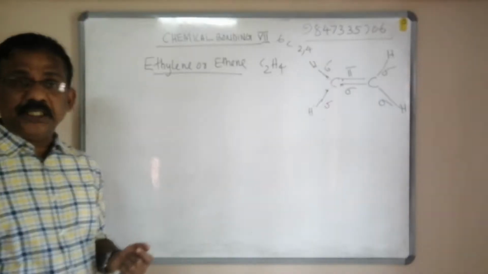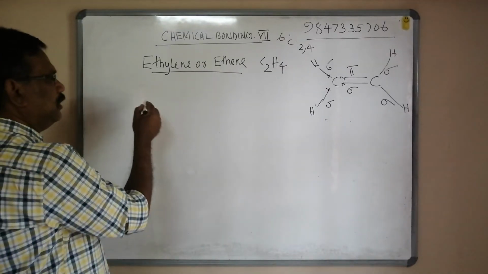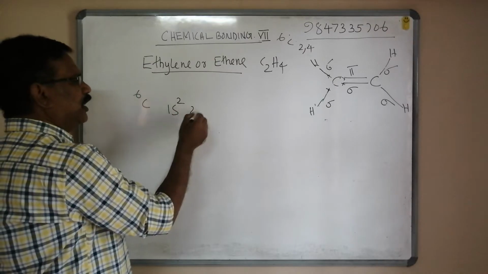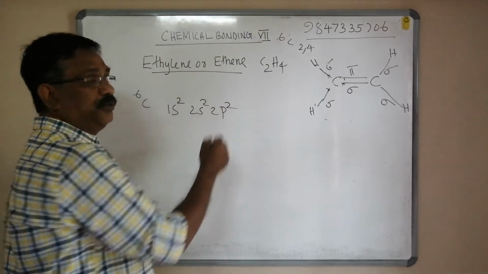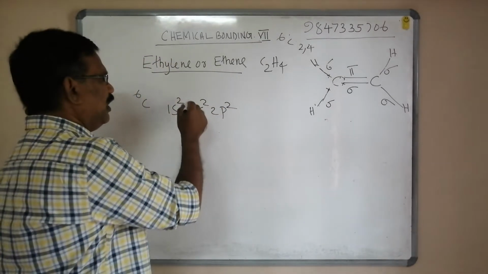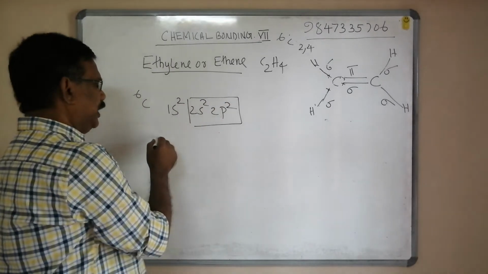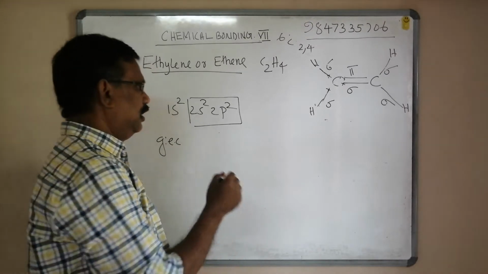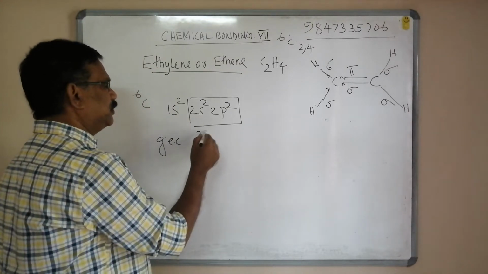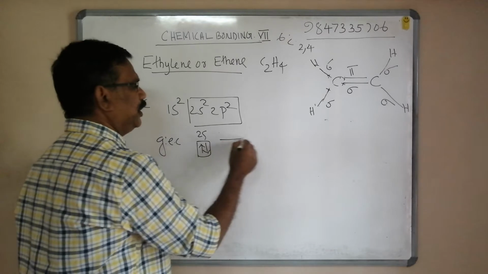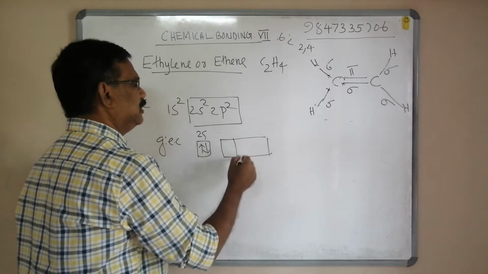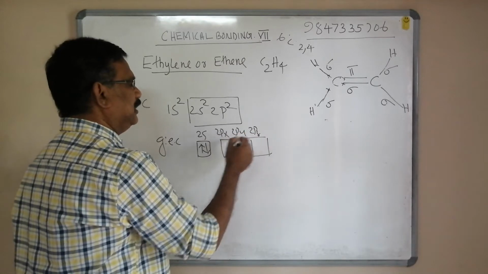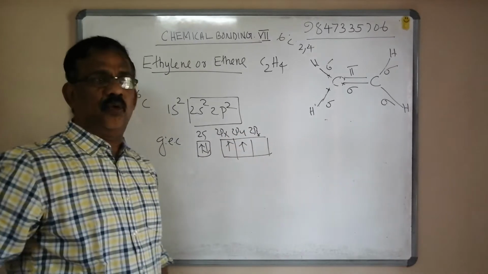So the central atom in detail. Central atom carbon, atomic number 6. Electronic configuration 1s2, 2s2, 2p2. This is the valence shell. This electronic configuration is called the ground state electronic configuration, with 2s2, and 2px, 2py, 2pz with 1, 1 according to Hund's rule.